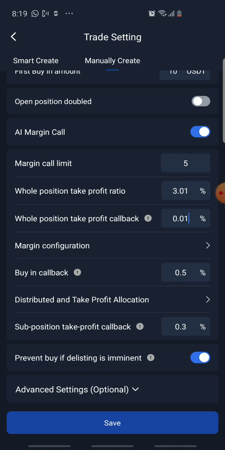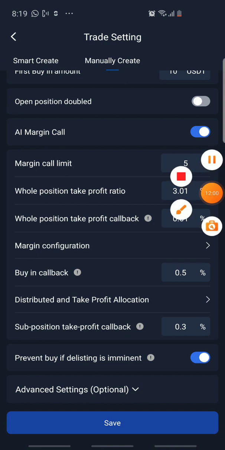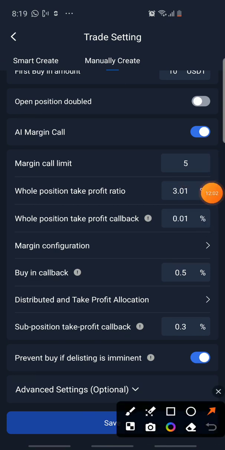Now we go to margin configuration. Under margin configuration, that's where the magic of making money in the bot is.